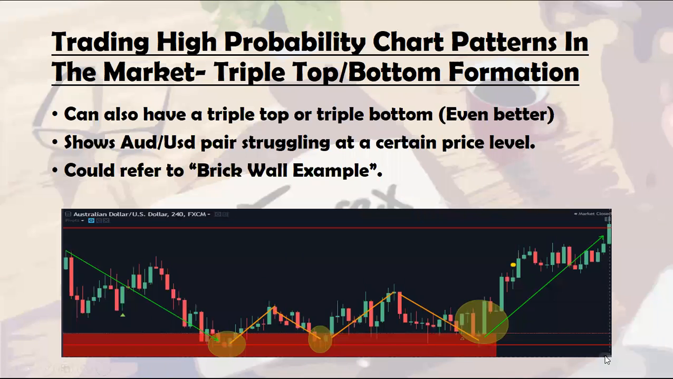As you guys see this little red channel at the bottom, you can look at it as a brick wall. Price is just struggling right there. It shows this pair, the Australian dollar versus US dollar, really struggling at this price level. So price comes down, it bounces up, comes back down, bounces up again, comes back down for the third time, and man, I'm buying this because the triple bottom always creates bullish patterns.